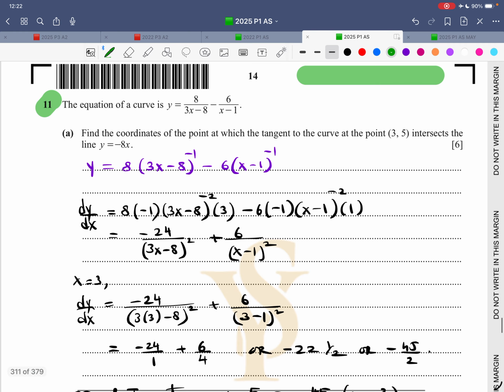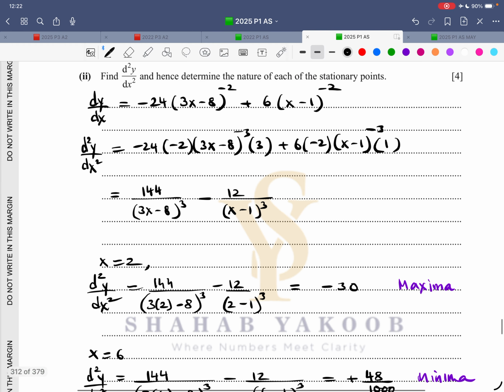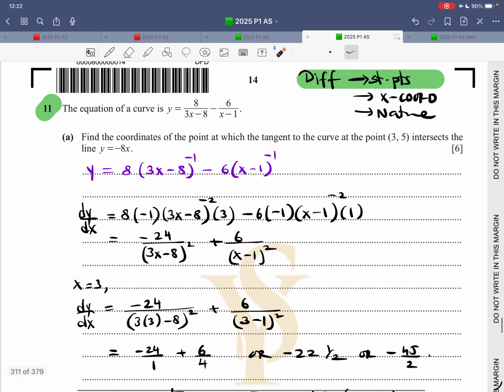Now we are on the last question, and this question is about differentiation. So this is all about differentiation, stationary points, the x coordinates, the nature, all these things that are being asked for. So now it says the equation of a curve is y equals 8 and this thing is taken up. That's how it's written.